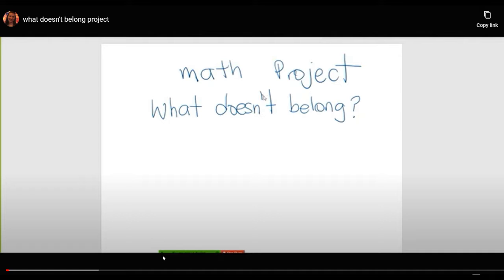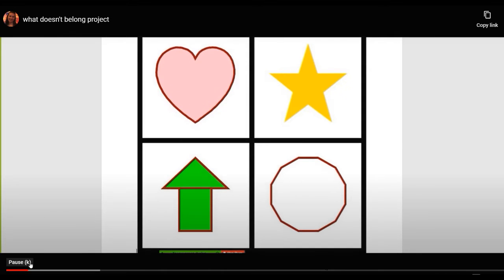Here we are talking about the math project, What Doesn't Belong. Sorry that we didn't have audio before. So here we have the heart, triangle, this triangle and rectangle, and this 12-sided shape.